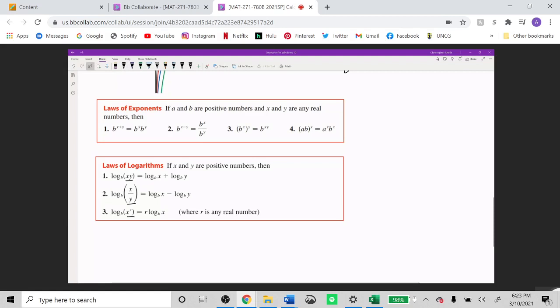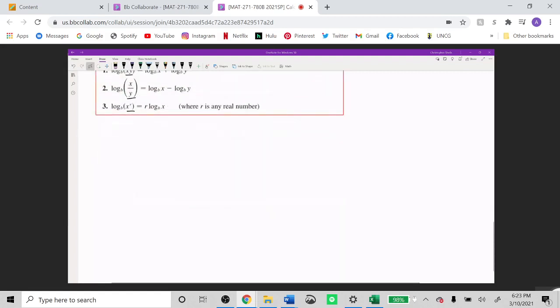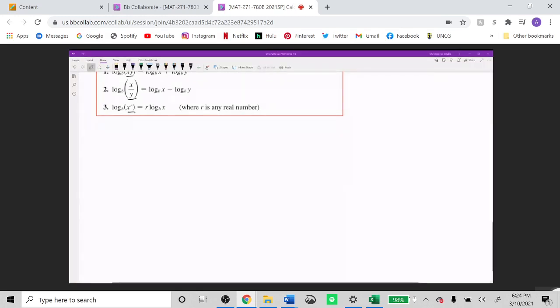All right, let's move on here. Let's use the laws of logarithms briefly and swiftly.